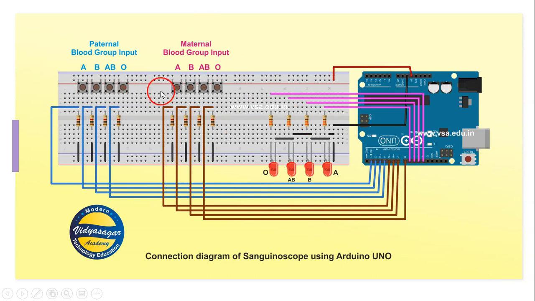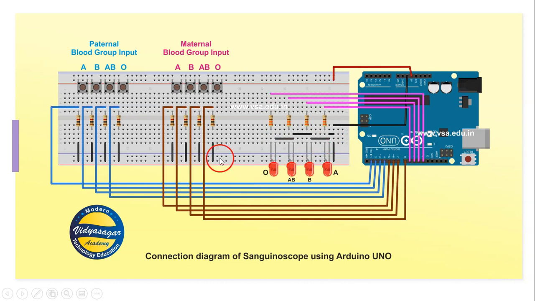These are the push to on switches. These are the switches which you can directly insert into the breadboard. You will have to purchase this complete material from a retail shop, or Vidyasagar Academy also provides the complete kit of this project. And the resistors here are 1 kilo ohm resistors used for the paternal blood group combination, and these are the maternal blood group combination. These are also 1 kilo ohm resistors, and these are the 330 ohm resistors used for driving the LEDs.